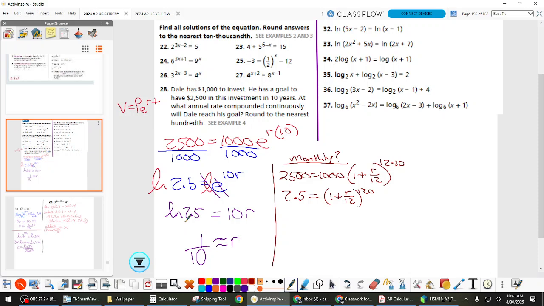How are you going to solve that for R? It's actually a completely different process than what we just did, even though it's very similar in terms of the structure of the problem. And you do need to know how to do both. What are we trying to get rid of this time? Like over here, we wanted to get R out of the exponent. R is not in the exponent this time. We have to get that 120 exponent off. How do you get rid of a 120 exponent?